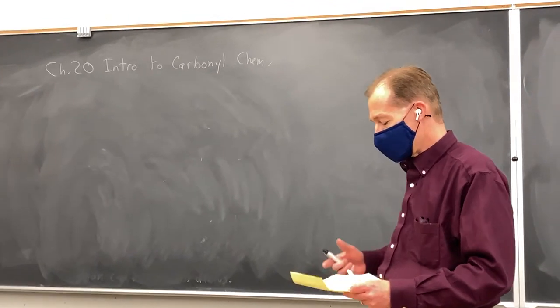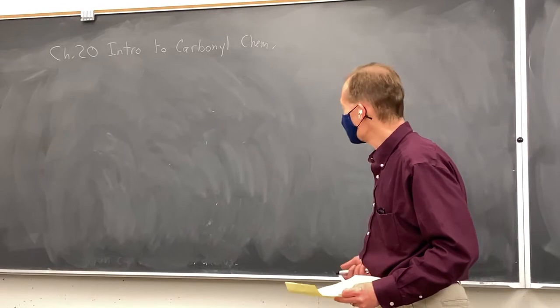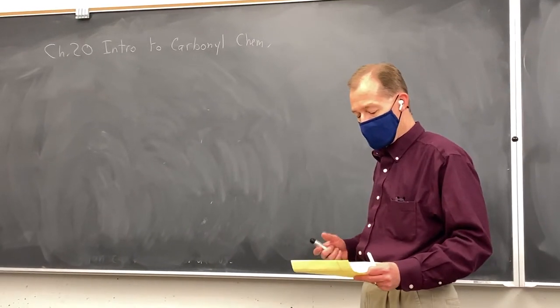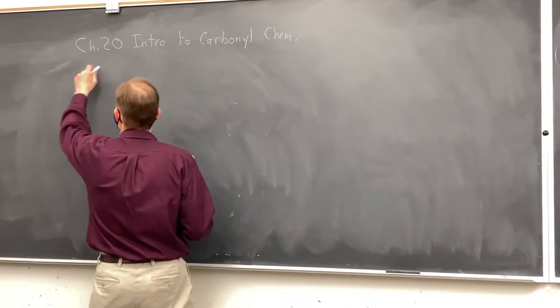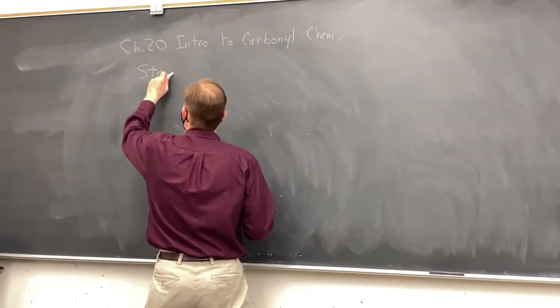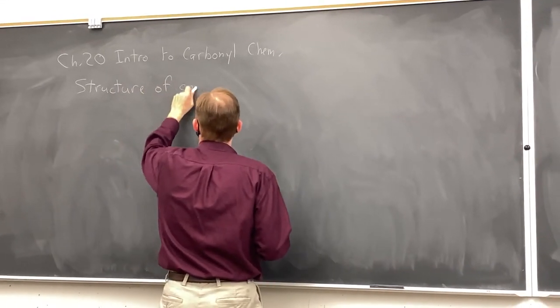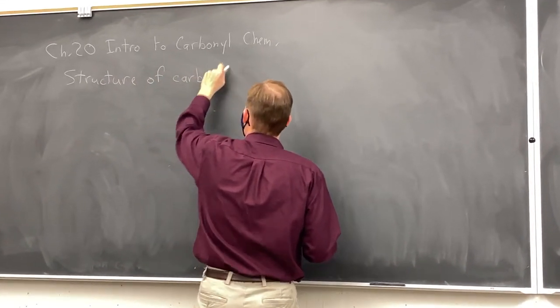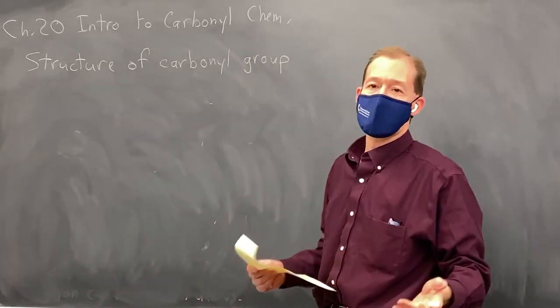All right, so with that, let's go into a discussion of specific topics in chapters, starting with chapter 20, our introduction to carbonyl chemistry, where we learned about organometallic reagents, and we learned about oxidations and reductions. So we started off with the structure of the carbonyl group and how that structure influences its reactivity.